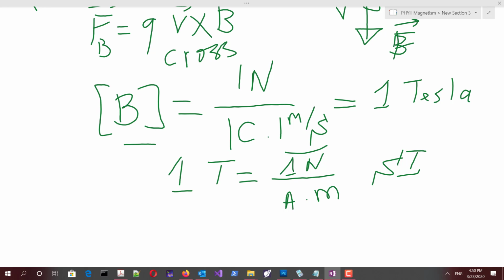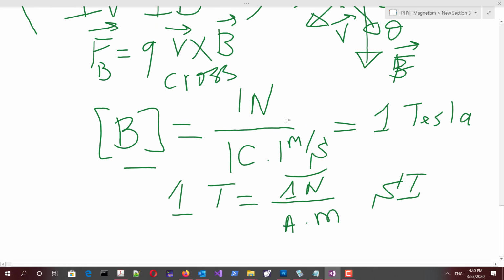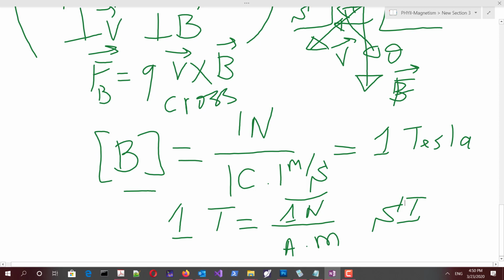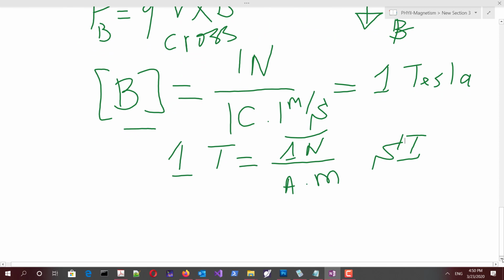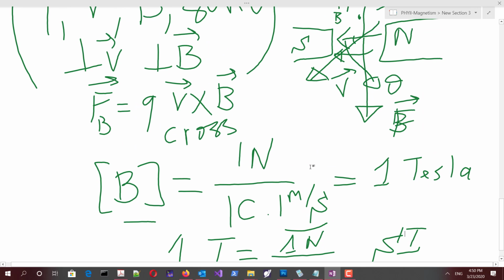And a Newton, of course, is a kilogram meter per second squared. So I can refine this whole business of a Tesla. Tesla is a derived unit, and I can express it in terms of the fundamental units. Let me go back into the direction, provided that we have the proper units in here.